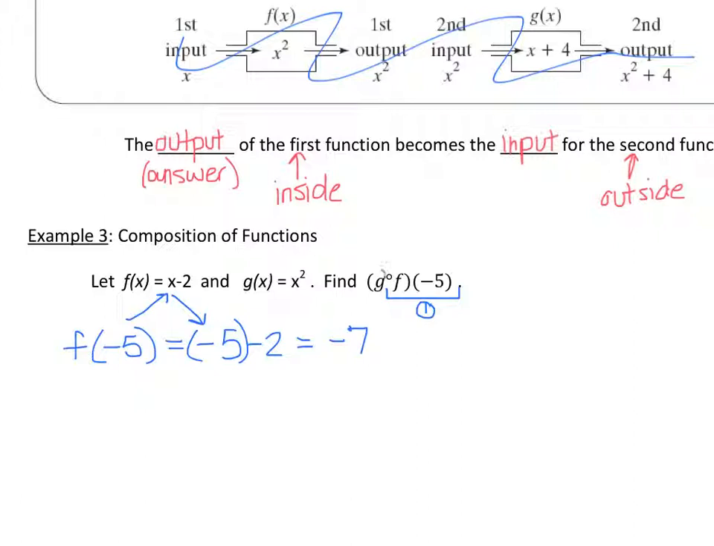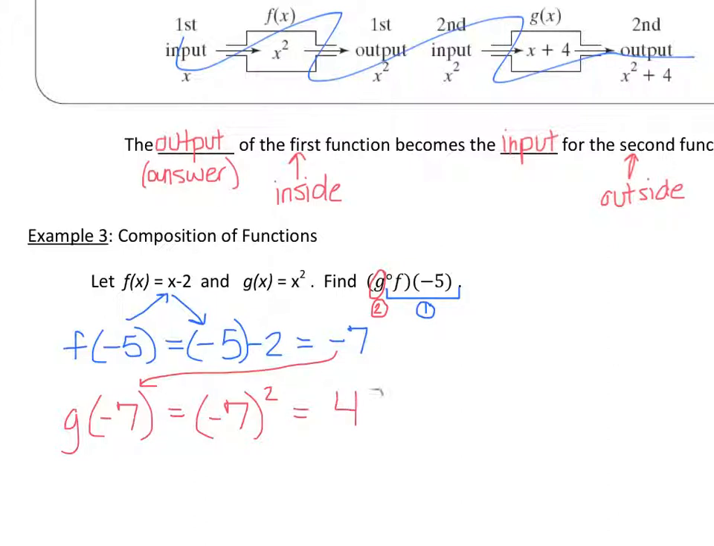Now, this g part, that's what we do second. So g of, use the answer from the first part. So g of negative 7 equals, it'll be negative 7 squared. Because you replace the x with the negative 7, which equals 49. So that is your answer. Just remember, whatever's next to the number, you do that first. And then, whatever was away from the number, you use your answer to figure that one out.